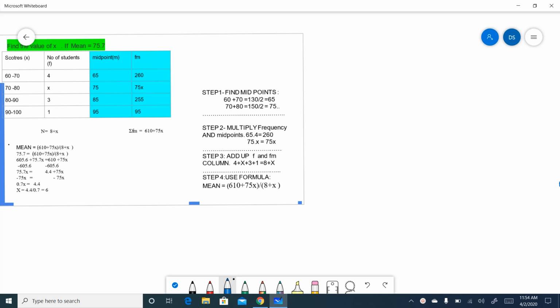Okay, so this is our question here. Find the value of x, and we have given mean is here 75.7. This is our group data.